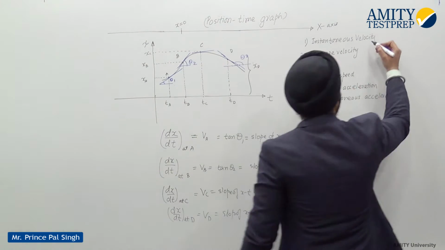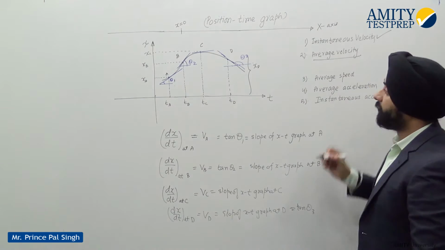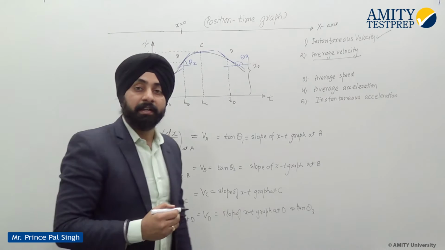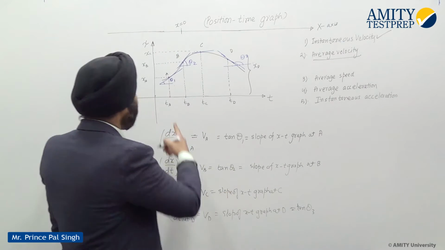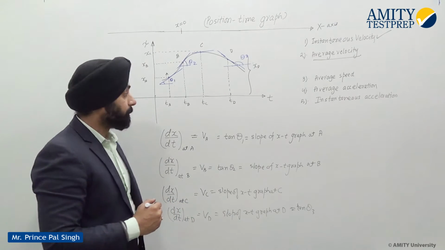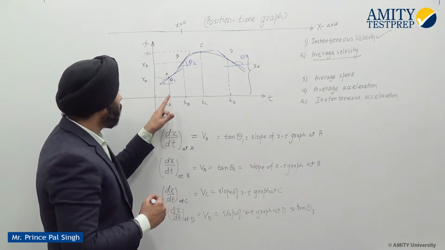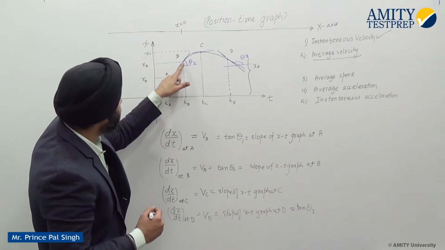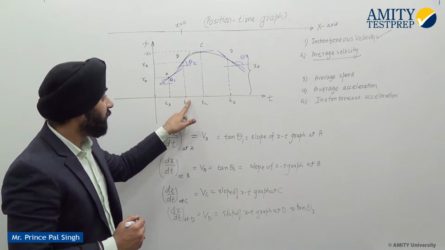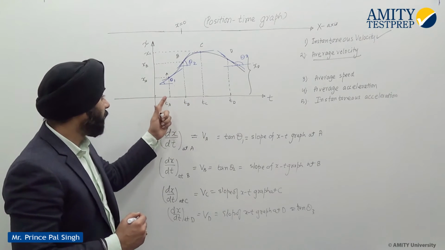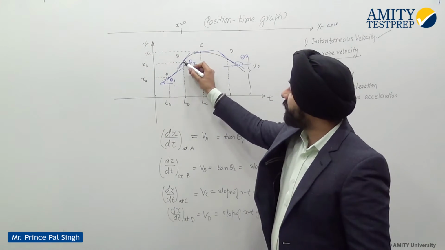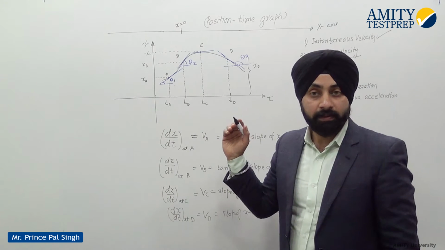Now come to the average velocity. The average velocity is simply the change in the position, that is, the displacement, upon time taken. For example, from A to B, we have to find the average velocity. The position at A is XA, the position at B is XB, the time at A is TA, and the instant at B is TB. So the time interval from A to B is TB minus TA, and the displacement is XB minus XA, that is the change in the position.